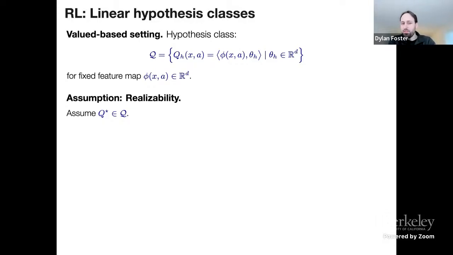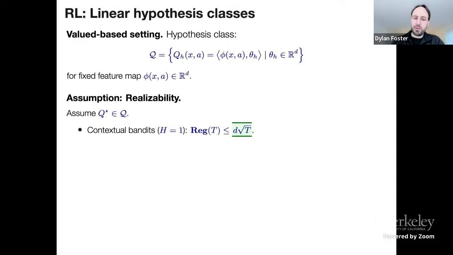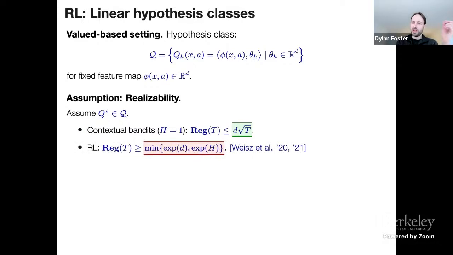For contextual bandits, we saw that realizability was sufficient for sample efficient learning. And this LinUCB method was able to get regret polynomial in the feature dimension. But it turns out for RL, once you go to multiple steps, this reasoning doesn't extend immediately. A fairly recent line of work shows that if you only assume realizability, the optimal sample complexity for this problem is exponential in the feature dimension. So sample efficient learning is not possible.